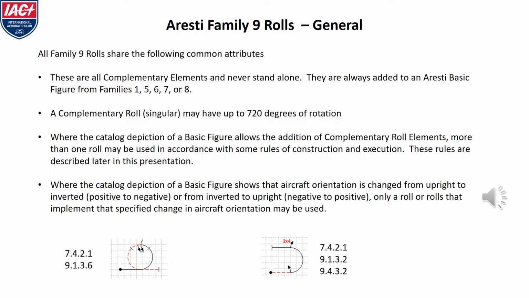All Family 9 rolls share the following common attributes. First, they are complementary elements and are always added to an Aresti basic figure from families 1, 5, 6, 7, or 8. A complementary roll may have up to 720 degrees of rotation. Where the catalog depiction of a basic figure allows the addition of a complementary roll element, more than one roll may be used in accordance with some rules described later. Where the catalog depiction of a basic figure shows that the aircraft orientation is changed from upright to inverted or inverted to upright, only a roll or rolls that implement that change may be used.